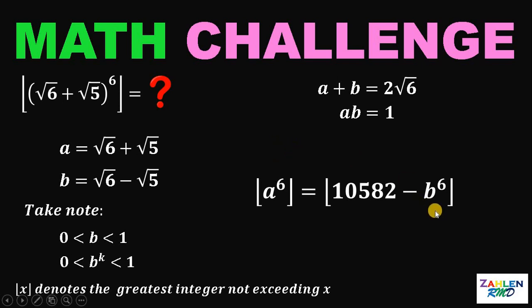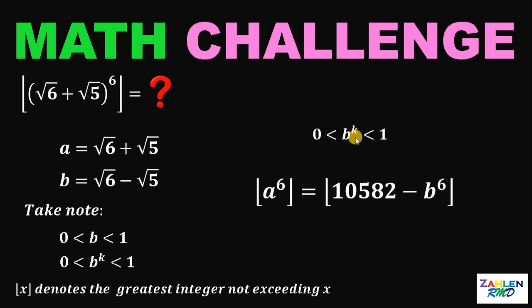Take note that this b is between 0 and 1. And also take note that if we raise this number to a positive integer, the resulting number is still between 0 and 1. Therefore, the value of b raised to 6 is between 0 and 1. Thus, the number on the right-hand side is a bit less than 10,582.